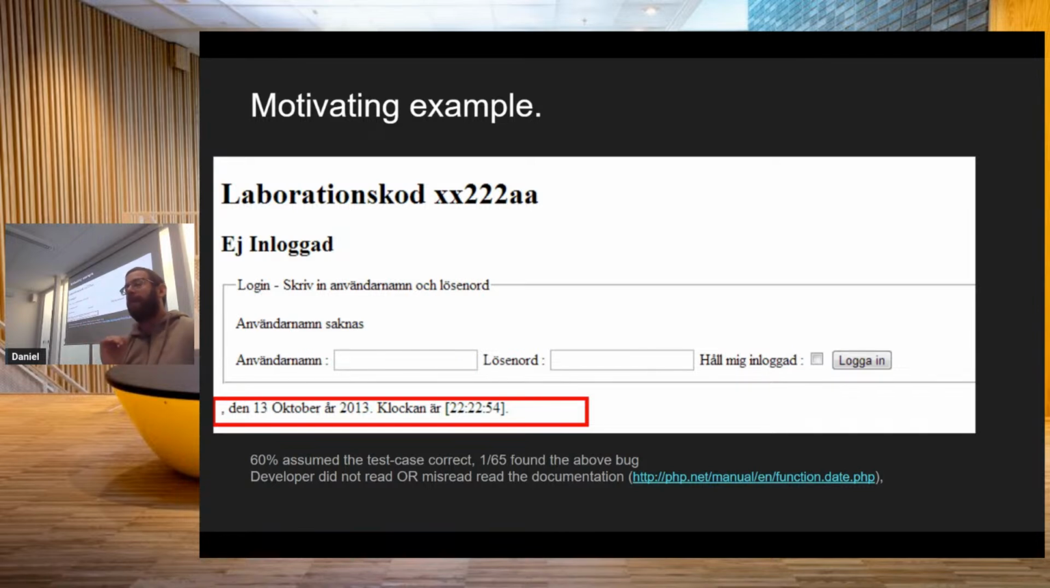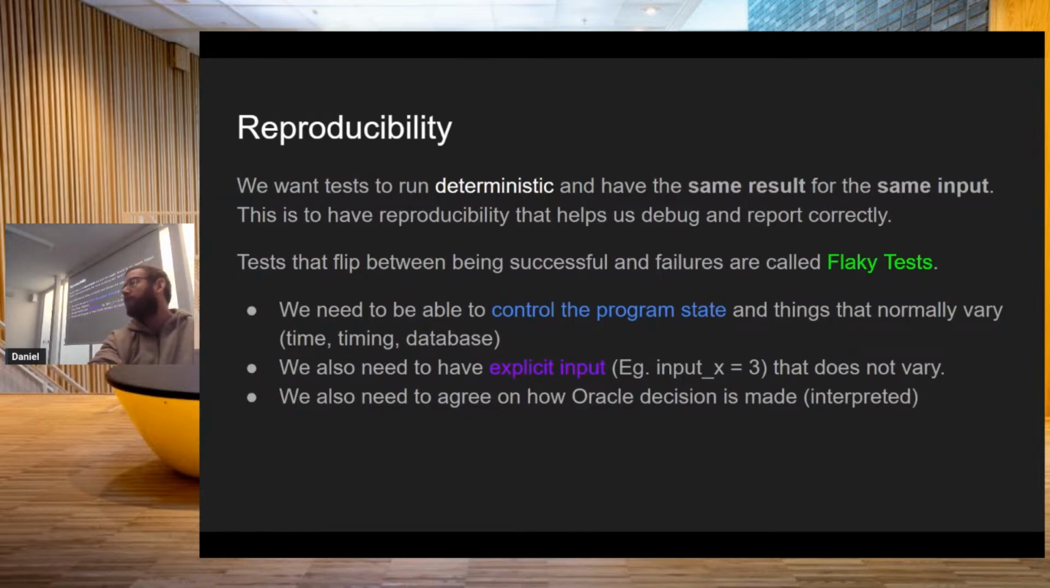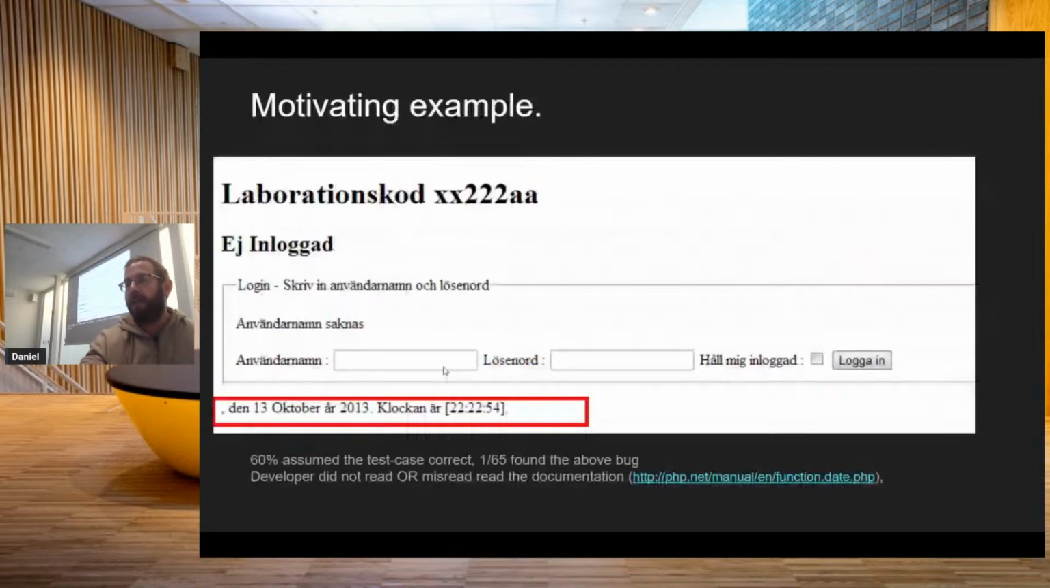So when it comes to reproducibility, this is a flaky test because it did not always have the same results. On Sundays, it looked like it didn't produce an output, but on the other days, it produced the correct output. So, the flaky test. We need to be able to control the program state, like timing, databases, random, and stuff like that in order to get it. But the interesting thing was that 40% assumed the test case to be not correct.